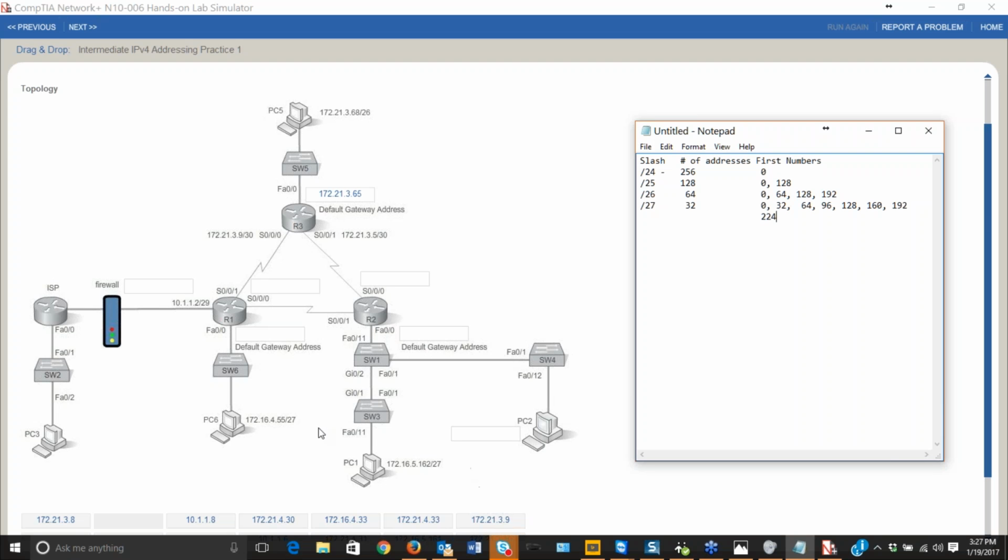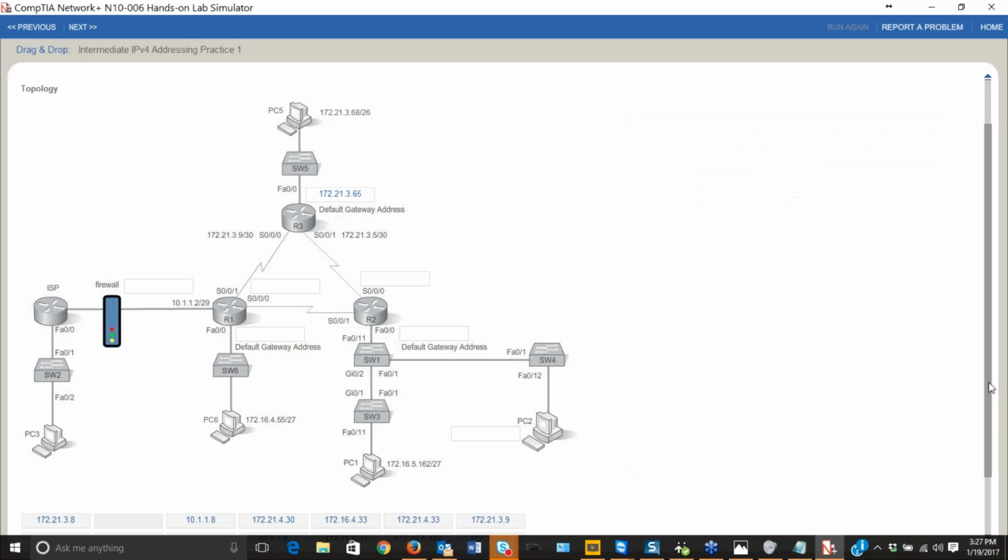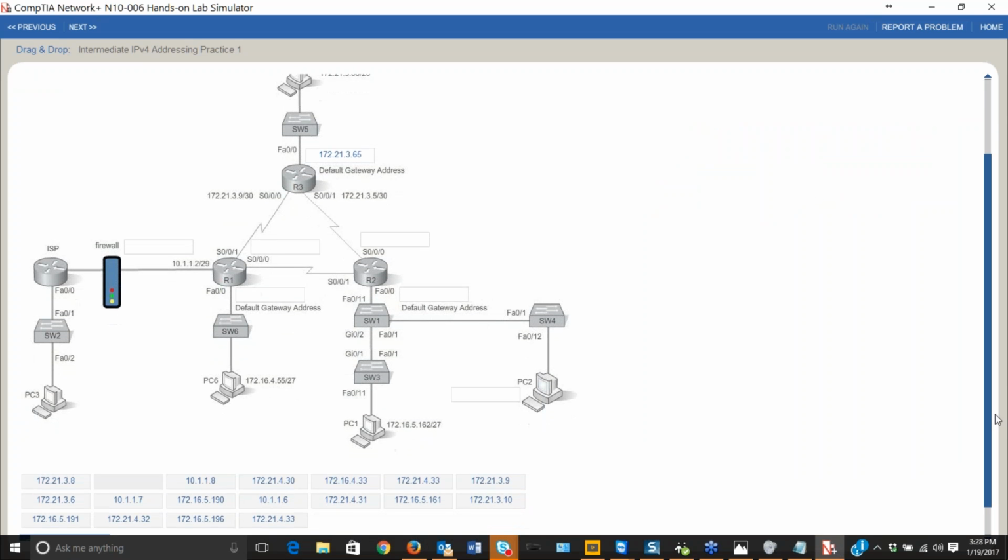That's exactly right. And then the only thing you have to be careful about is this. Look, you got 172.16.4. So now I'm looking for a very specific address down here. I am looking for 172.16.4.33. There it is. So we have a couple of the gateway ones done as it relates to this.